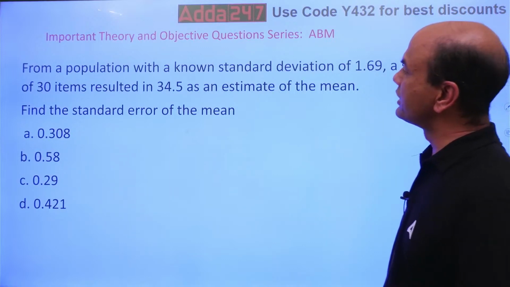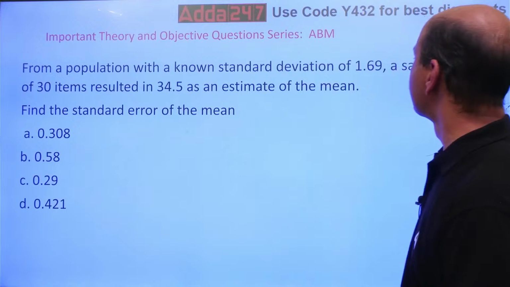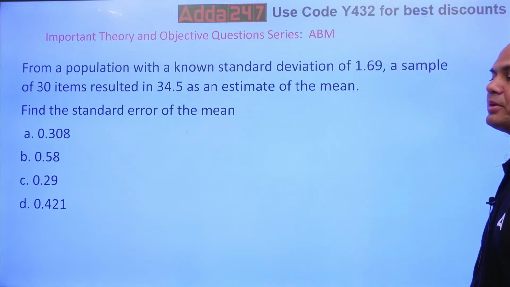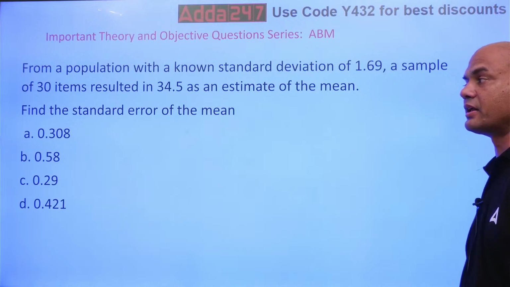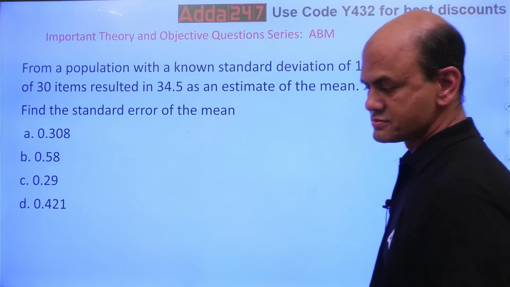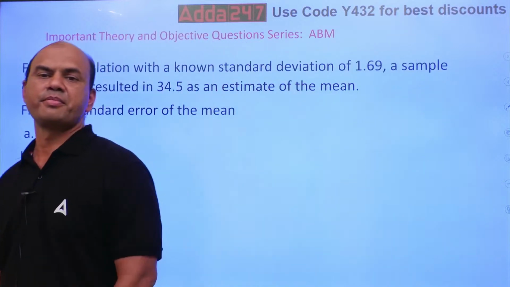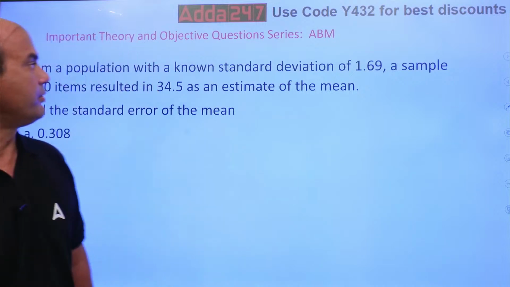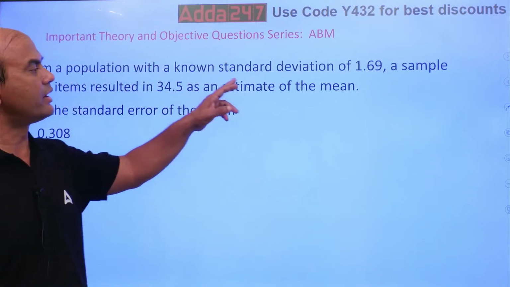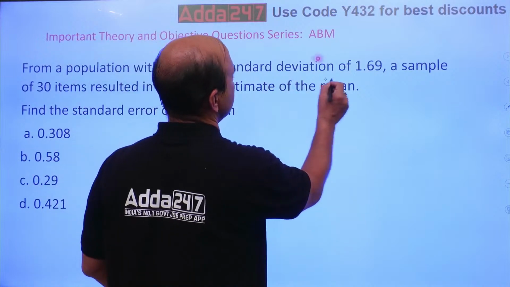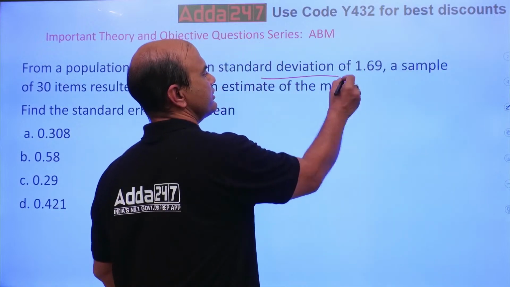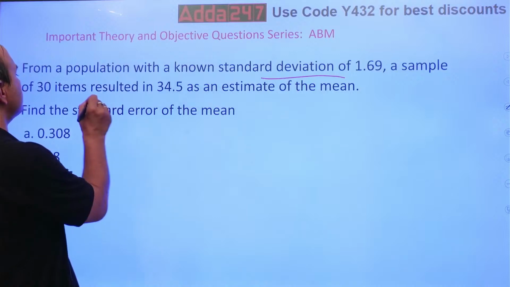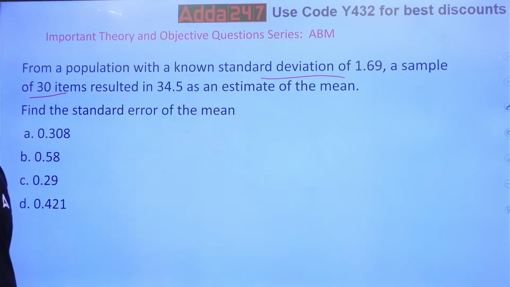From the population with a known standard deviation of 1.69, a sample of 30 items resulted in 34.5 as an estimate of the mean. Find the standard error of the mean. Now you try this. Population with a known standard deviation is given. Standard deviation is known. Sample of 30, N is known. Now let's write this one by one.